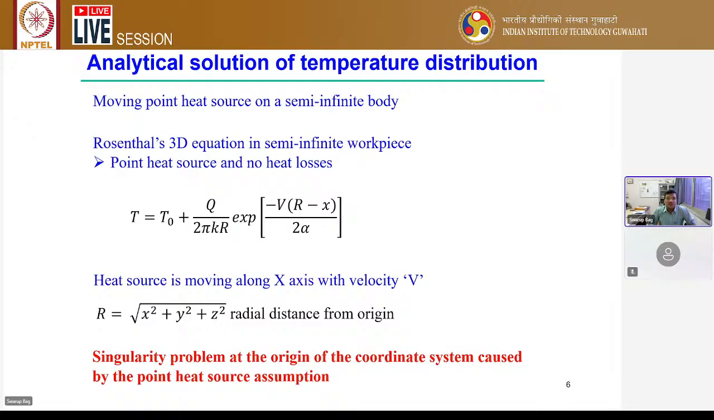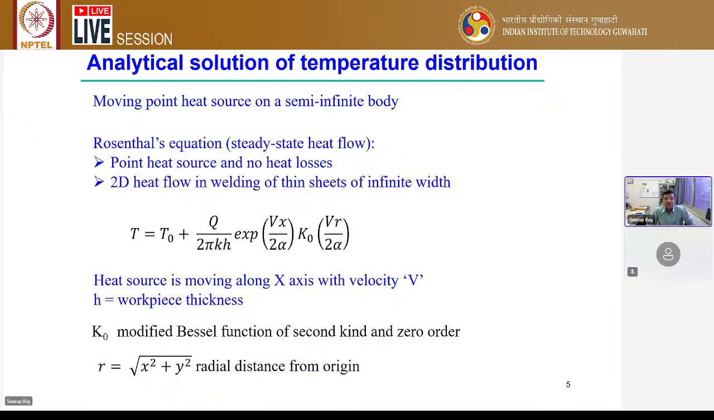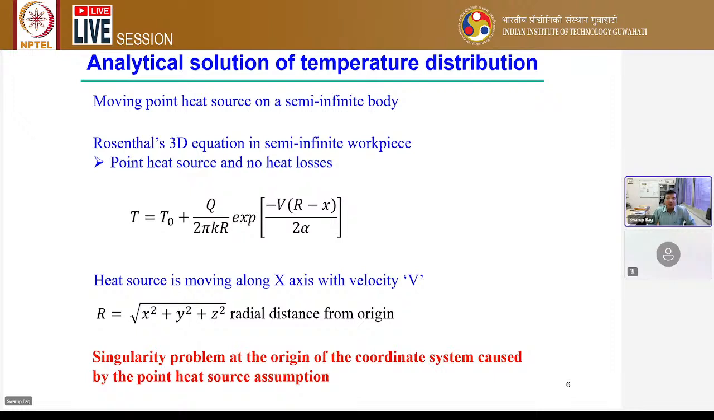And of course, in this case, the solution is more simplified as compared to the previous one. In the previous one, the modified Bessel's function was involved, and in that case, we were getting the two-dimensional temperature distribution for a finite thickness. Here we are getting the three-dimensional solution, and of course, also in the case of a semi-infinite workpiece.